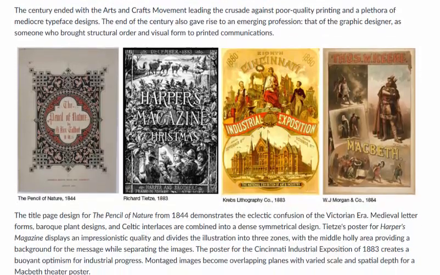And here we can see some examples of Victorian graphic design, where the designers are organizing elements more effectively to communicate their message.